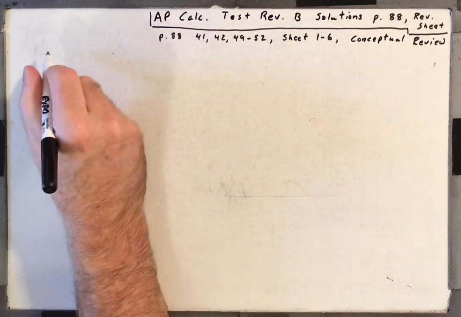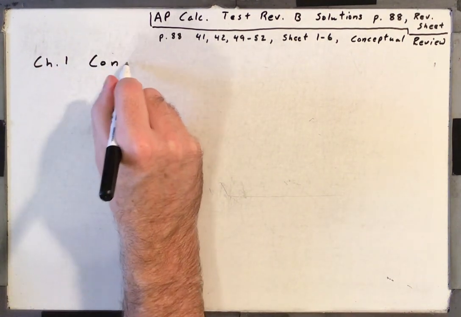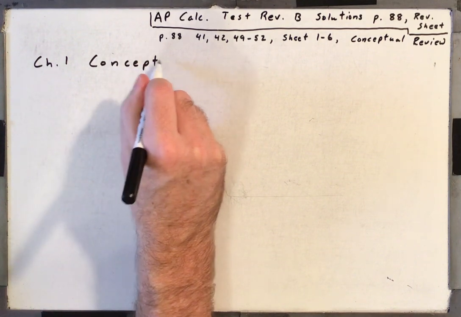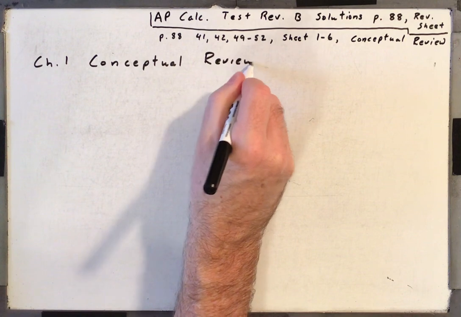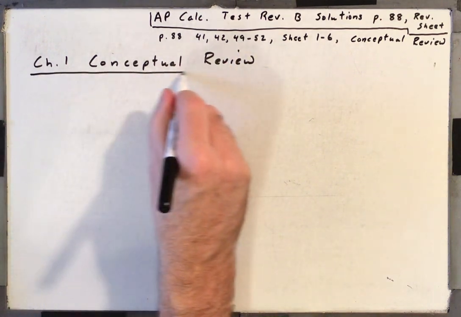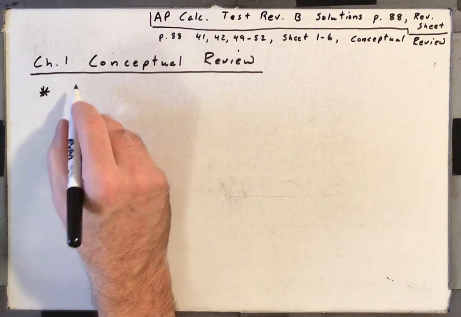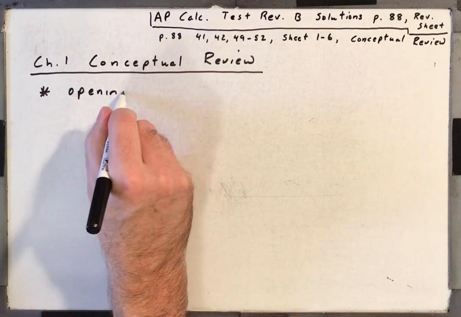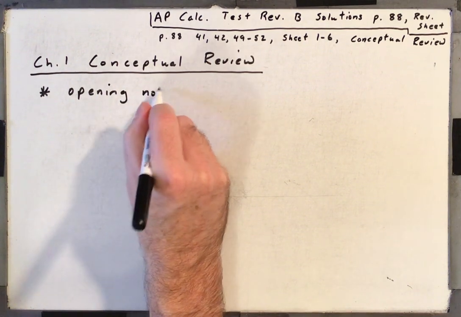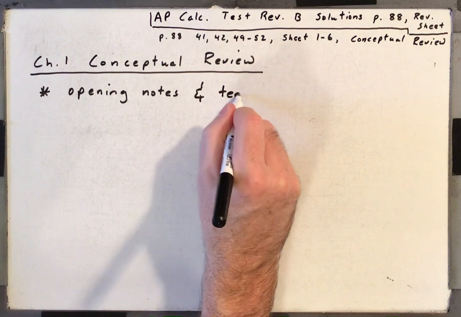So let's call this the Chapter 1 Conceptual Review. What do you have to know how to do? Or what should you study? First of all, you need to study the opening notes. That's that first couple of lectures. And terms throughout the notes.